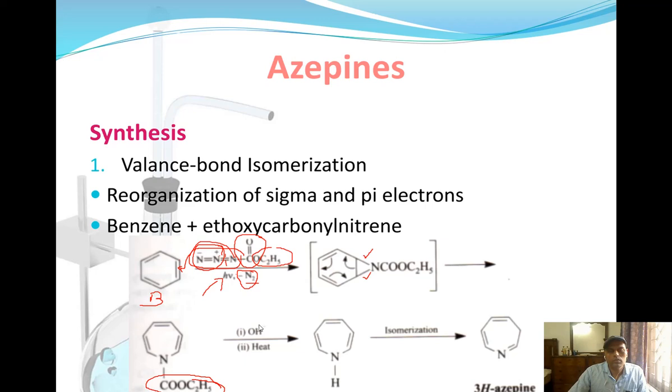So you have to subject that to basic conditions along with heat, and you are going to get 1H azepine, and isomerism takes place, and 3H azepine is what you're going to get. As I told you earlier, 1H azepine is very unstable. It isomerizes to 3H azepine, and you can isolate this 3H azepine. That is the first method of synthesis of azepine.